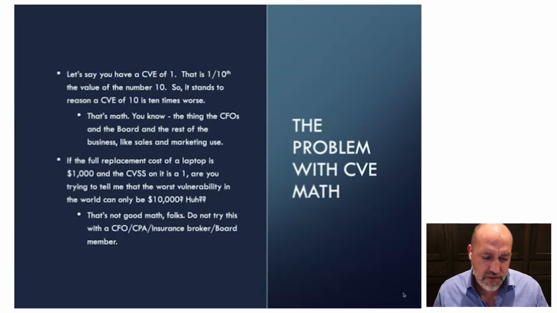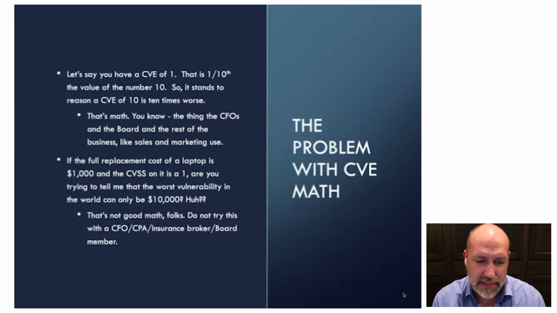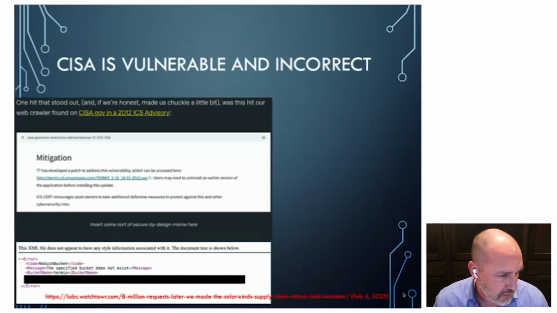The other problem is CVSS scores are math. You should say that a CVSS score of 1 is 10 times less bad than a CVSS score of 10. That's just what the data says. But it doesn't work out that way, because if you had a full replacement cost of a laptop that's $1,000 and a CVSS score of 1 on it, are you telling me that the maximum worst possible thing, a world-ending vulnerability, could only be $10,000, which is 10 times $1,000? Like, that just doesn't make sense. And so from a CFO or CPA perspective, none of this math seems to make sense to me.